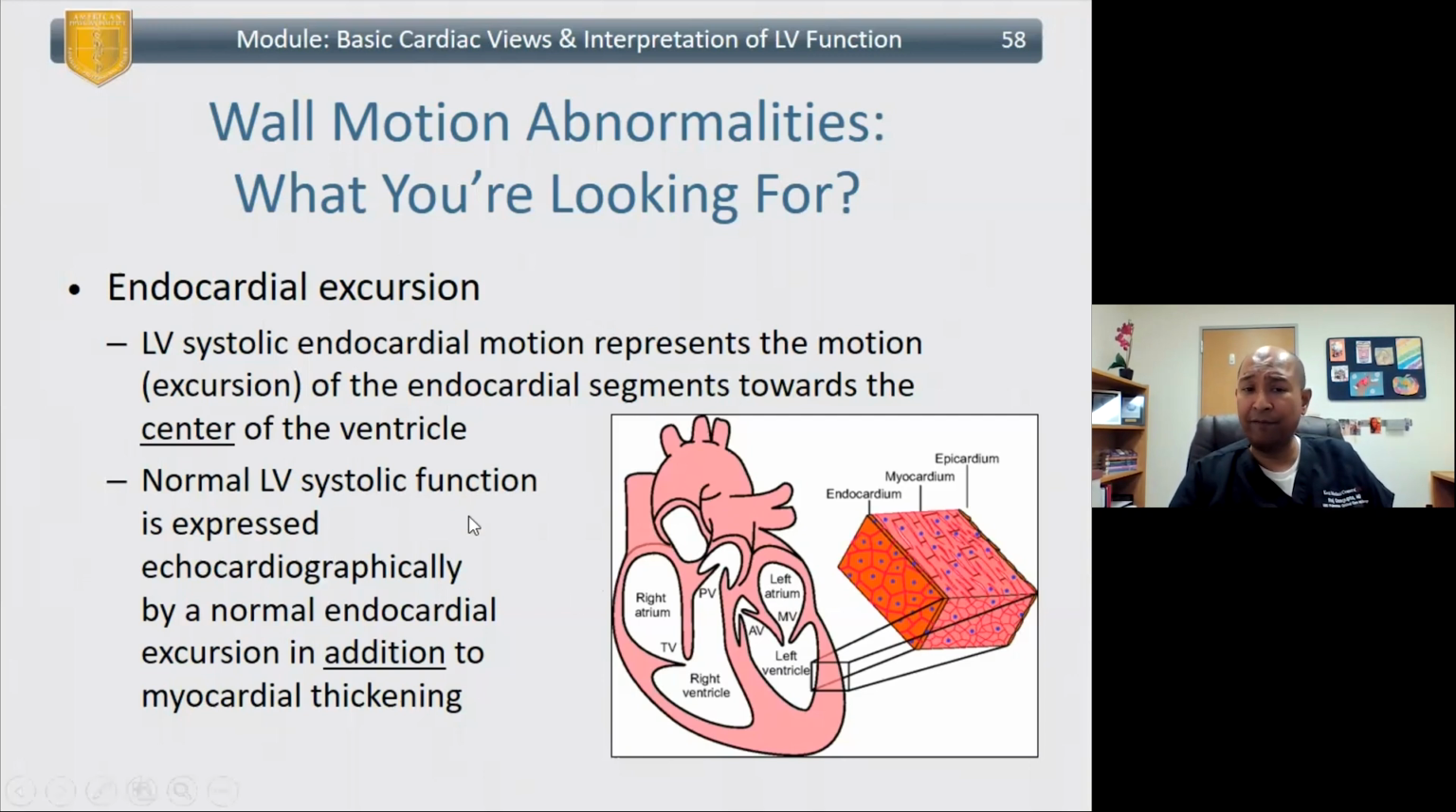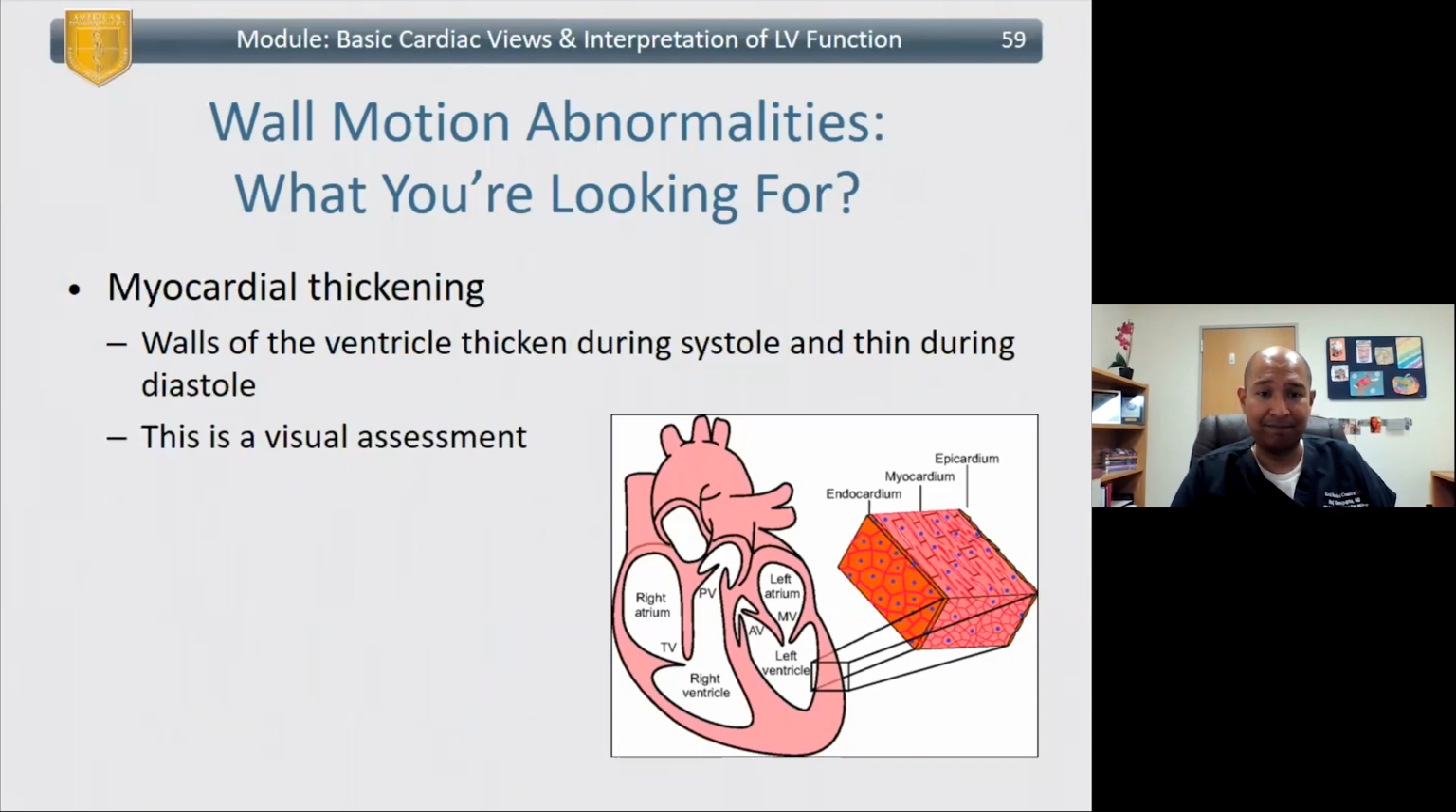Normal LV systolic function is expressed by having a normal endocardial excursion in addition to myocardial thickening. So when you contract, the myocardium should be thickened. And when you relax during diastole, it should be thinned to be more compliant. So when we talk about wall motion abnormalities, you want to know, number one, are all parts of the wall equally going towards the middle? And is the wall thickening during systole and thinning during diastole? Good. And of course, this is going to be a visual assessment.